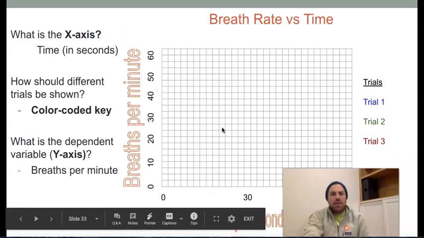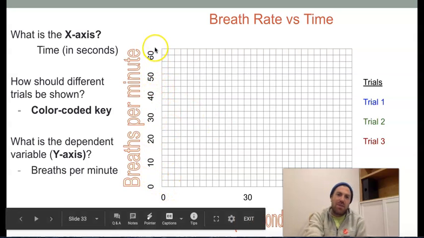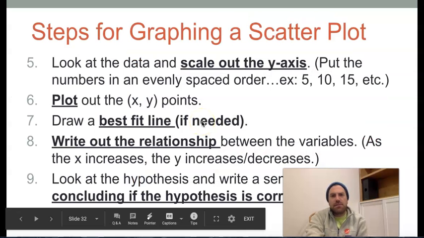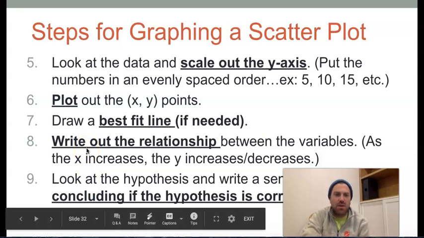So let's look at it here. Yours might be different, but as you can see, I went all the way up to 60 on the side. And then on the bottom I went up to 60 as well. So step 5, you scale out the y-axis, so figure out what a good scale is, and then you plot your data. And if it fits, if it makes sense, you can draw a best fit line. And then 8 and 9 are afterwards, so I'm going to come back to 8 and 9.